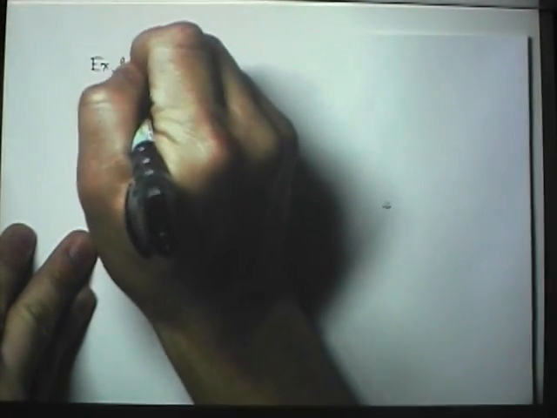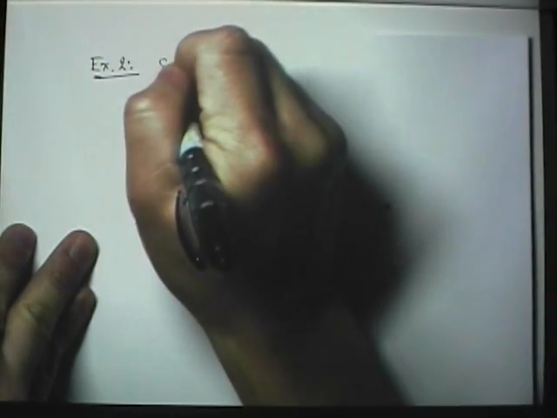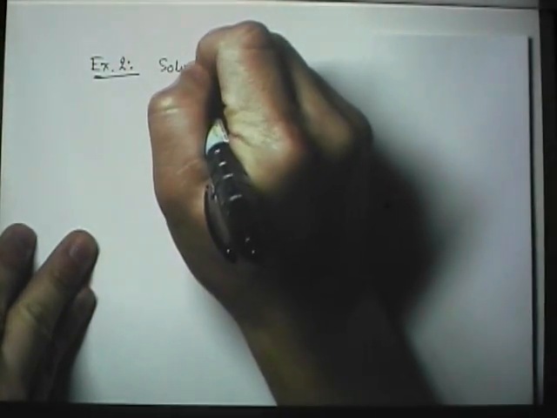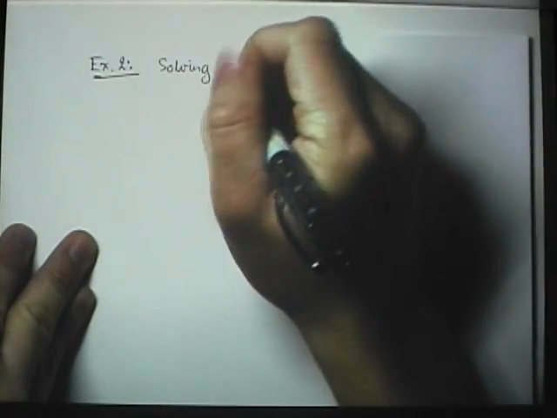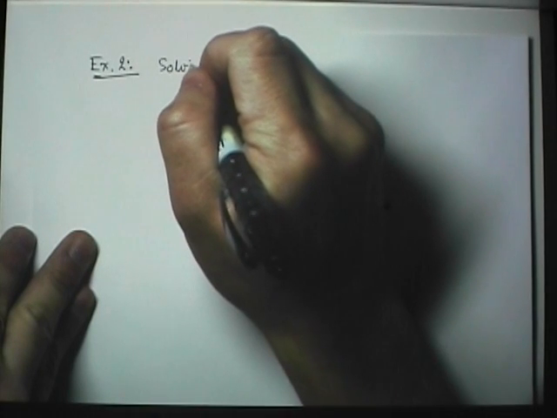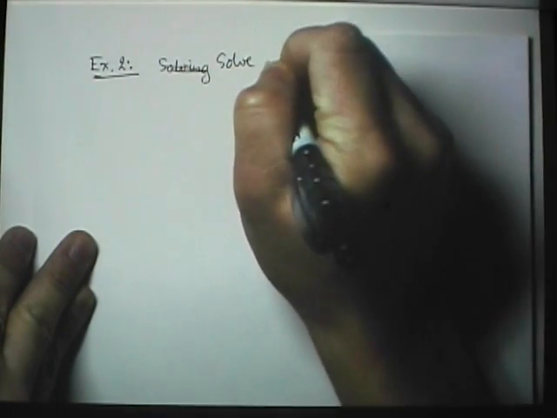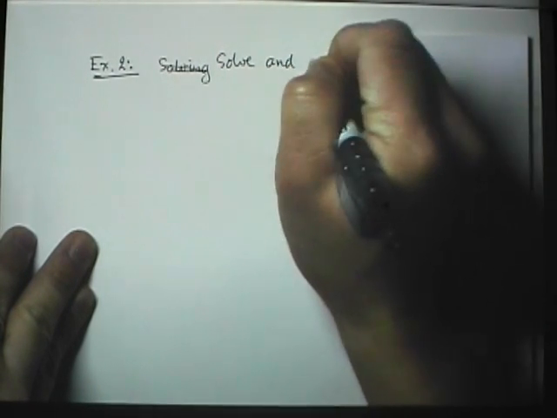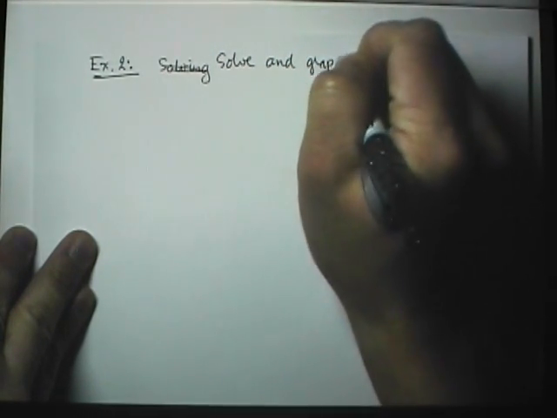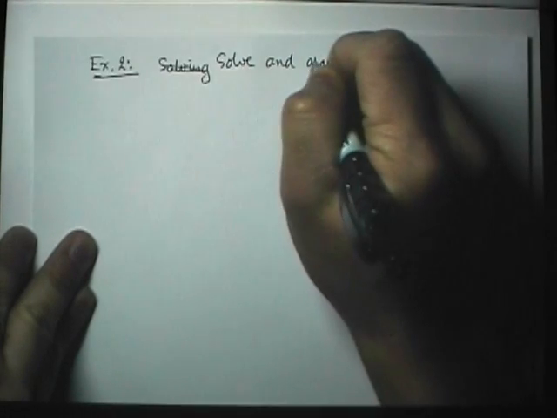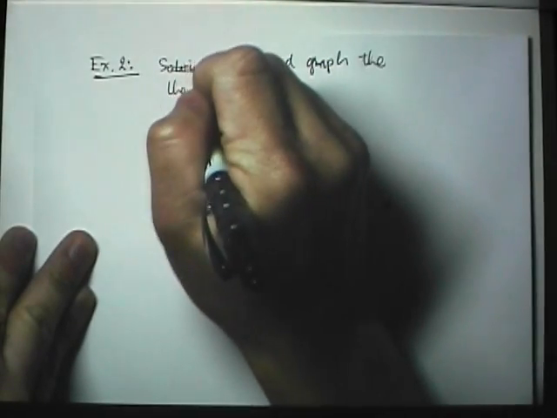Okay, so example number 2. This example, once again, you've seen all the detailed explanations in example 1. So now in this next example, allow me to reduce the amount of detailed explanation, and we're going to go straight into the point. Here we would like to solve and graph the solution.